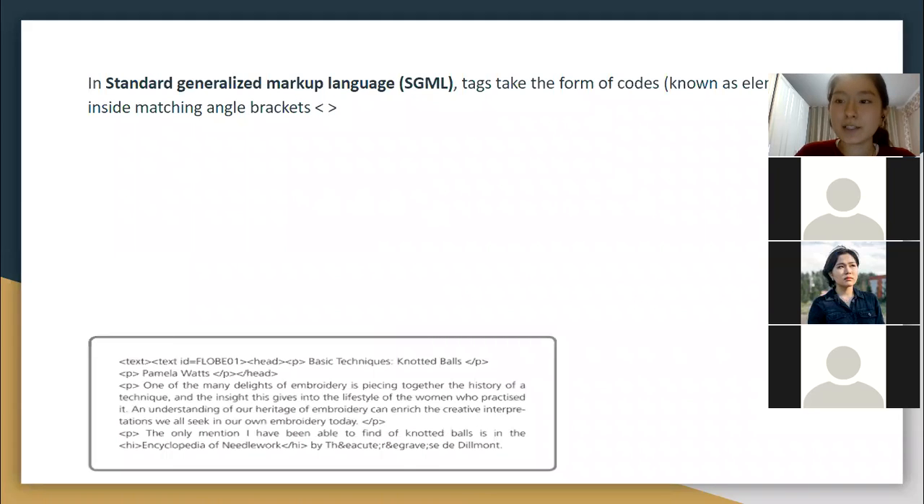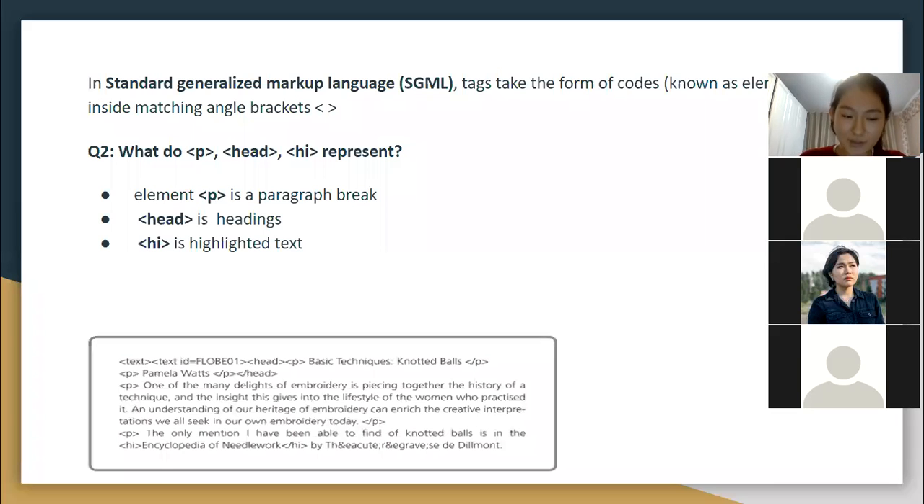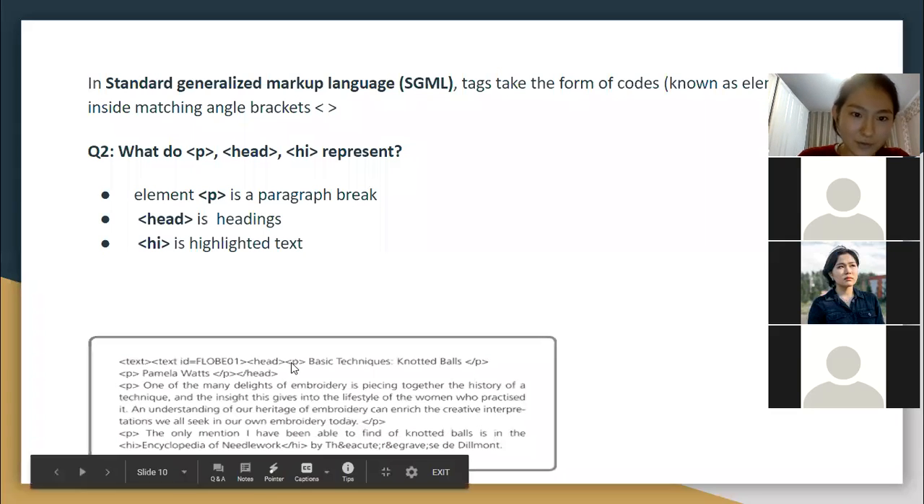So you may tag by using Standard Generalized Markup Language, SGML, and the text looks like codes that are put in angled brackets. So my next question will be, what do these elements represent in angled brackets? Maybe someone else. P stands for paragraph, head for headings, and high for highlighted text. Yeah, you're right. Thank you. So as you can see here in the text, we have those codes: P is paragraph break, head is heading, and high is highlighting text.